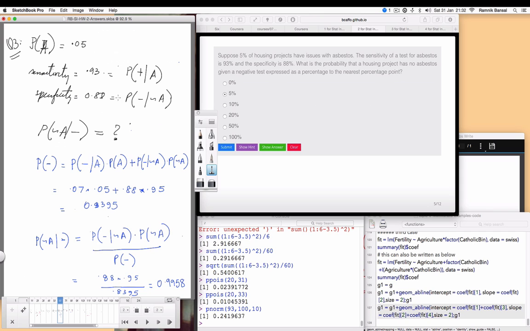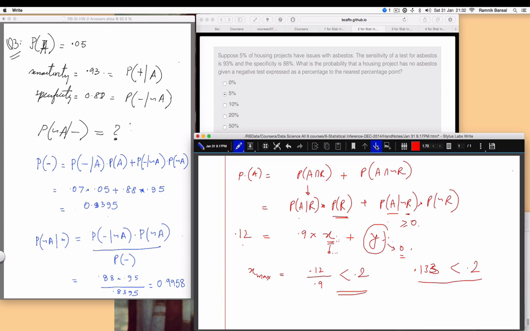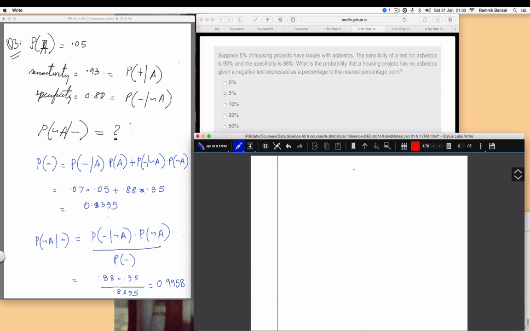Again, we expand it, just what we did earlier. If this equation is not clear, I will explain it here. Let's say the probability of some event B happening. Before event B happens, either event A has happened or event A has not happened. Only two possibilities.